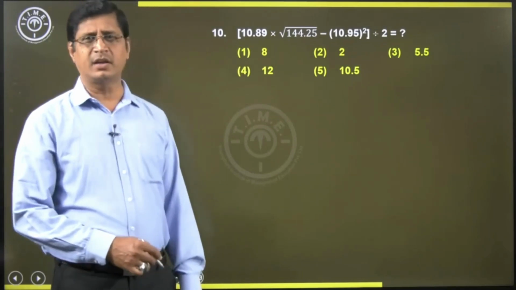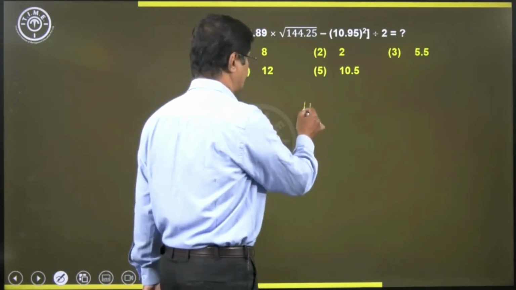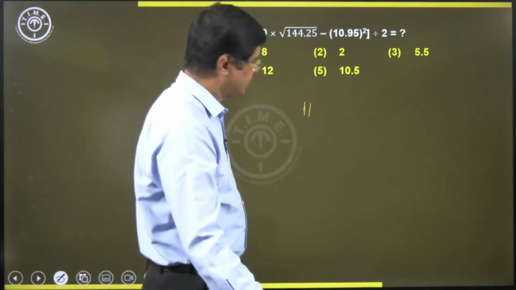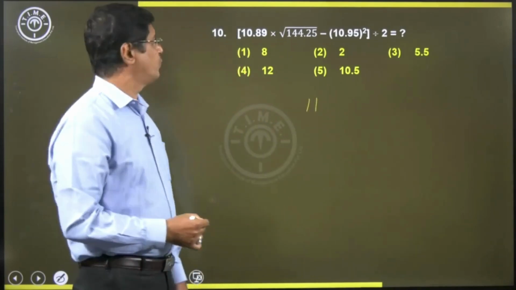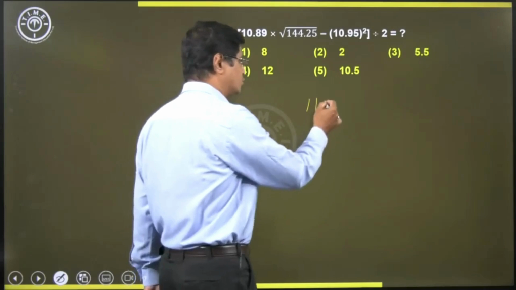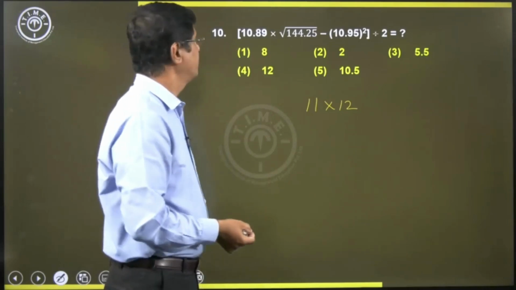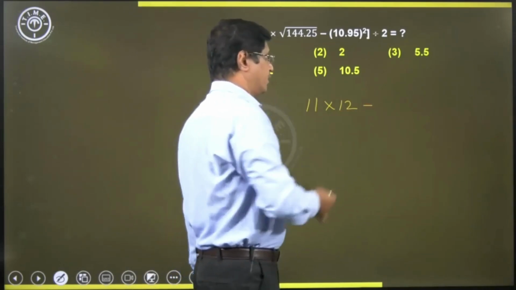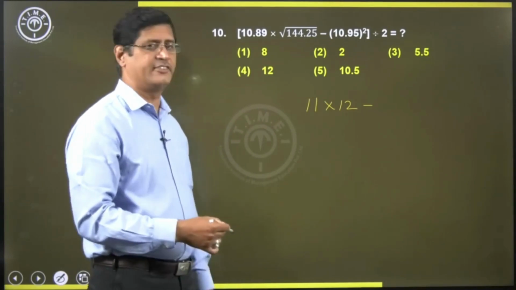10.89, approximately it is 11. Approximately it is 11 into square root of 144.25. So it is how much? Square root of 144, that is 12. Minus 10.95 whole square. 10.95 whole square means it is 11 square.